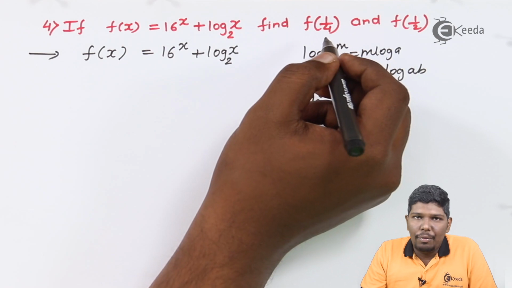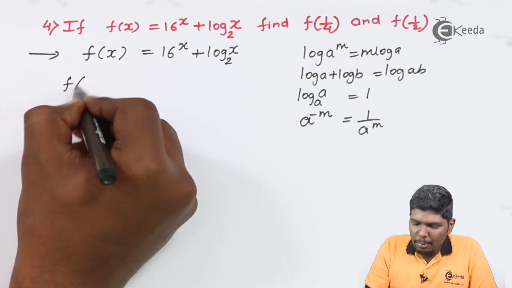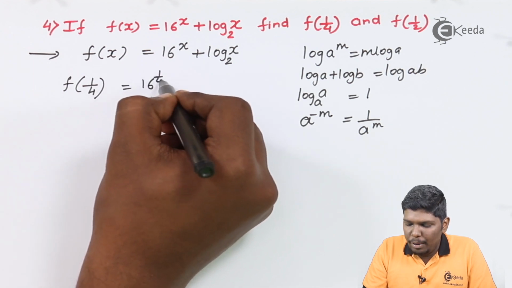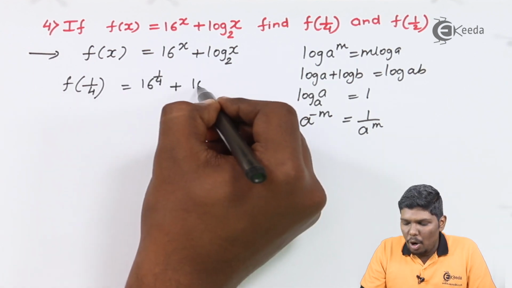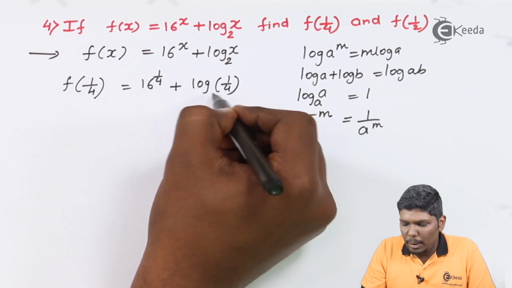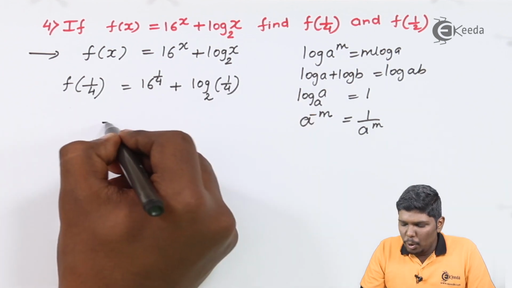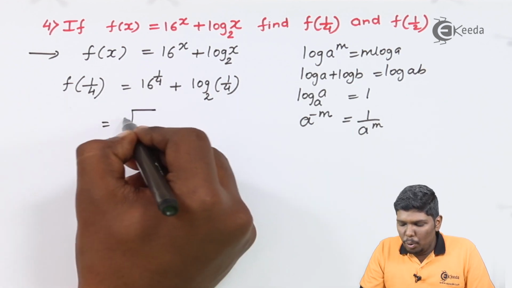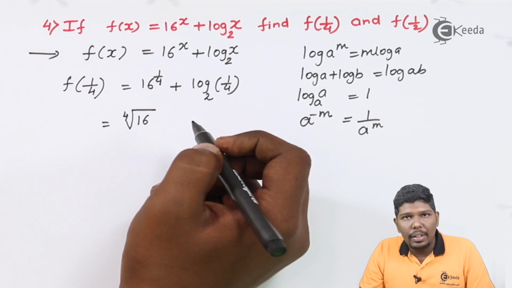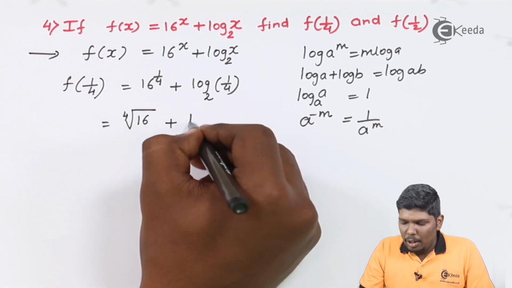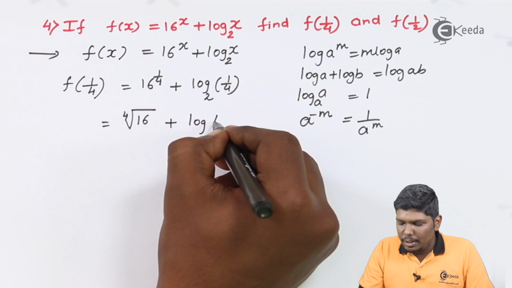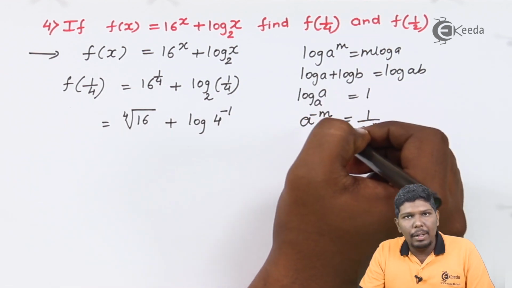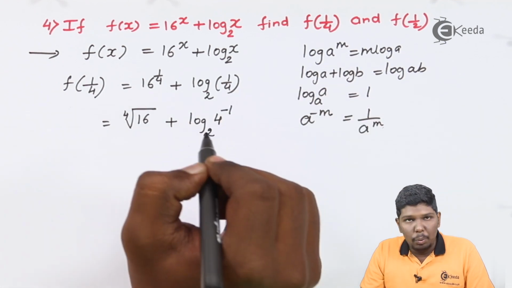So first we'll find the value of f of 1 by 4. So x will become 1 by 4. So this becomes 16 power 1 by 4 plus log of 1 by 4 to the base 2. So 16 to the power 1 by 4, we can write it as 4th root of 16, plus log of, this can be written as 4 raised to minus 1, to the base 2. We have used the same property which we have used in the previous video.